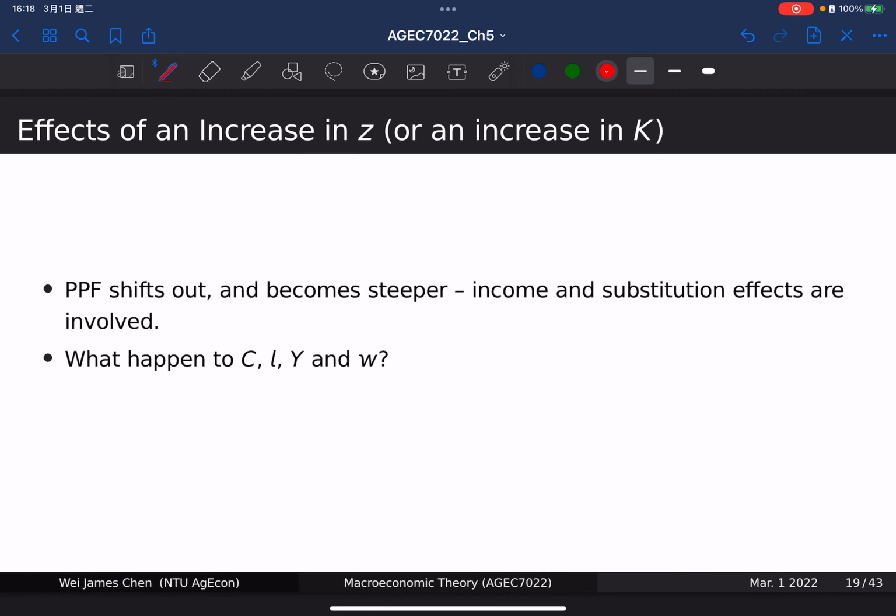Okay, next one is the effects of an increasing Z, or effectively the same thing as an increasing K. In this case, the PPF will shift out. When the PPF shifts out and becomes steeper, the wage is different, so the price is different. Then we will have something called the income and substitution effect happening at the same time. That's going to be more complicated. We'll talk about that next week.